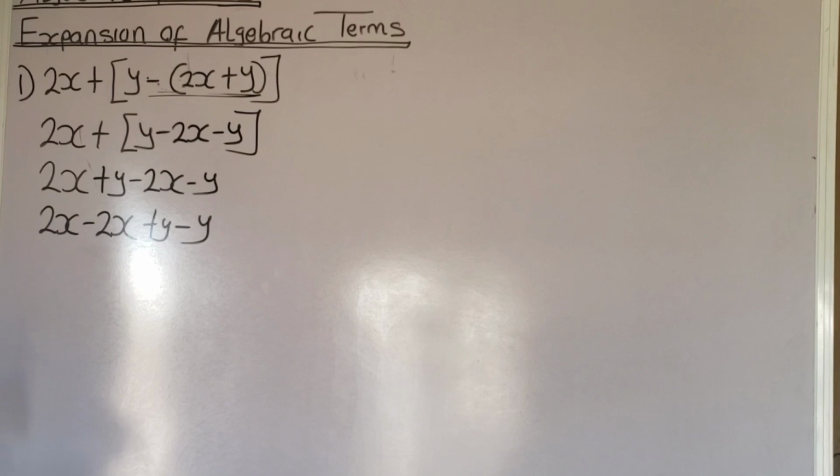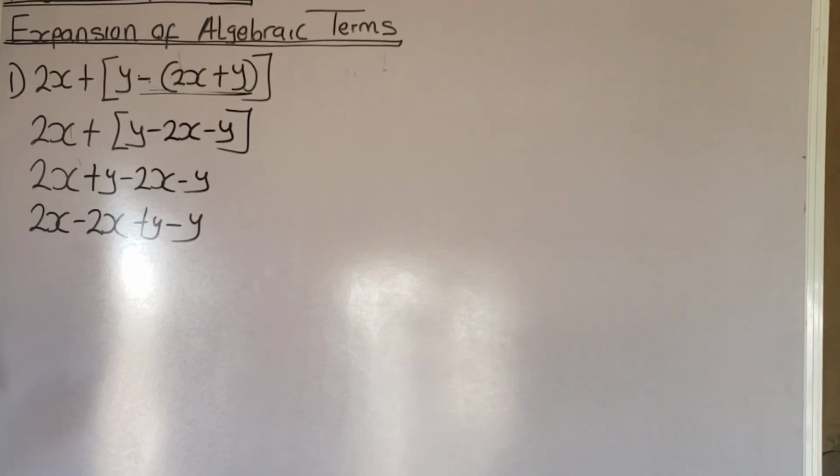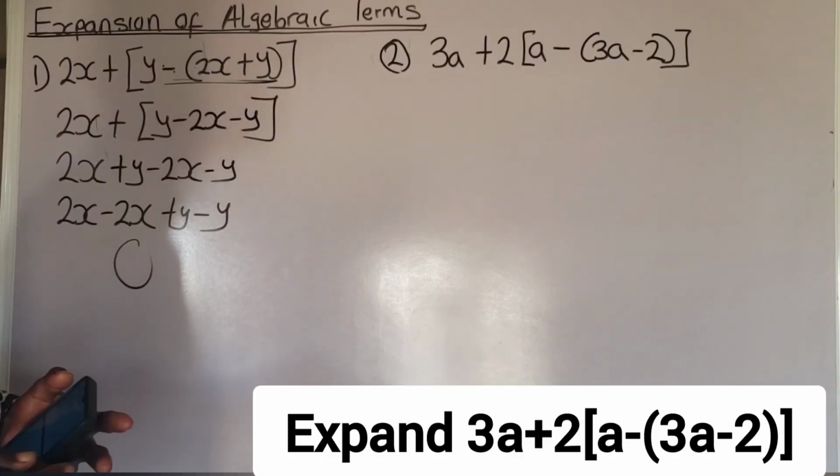Wow, this is one of the beautiful algebraic expansions that I've seen. This will give us 0, because 2x minus 2x is 0, and plus y, negative y, that will be 0. So here I have 0. Now let's proceed to question number 2.